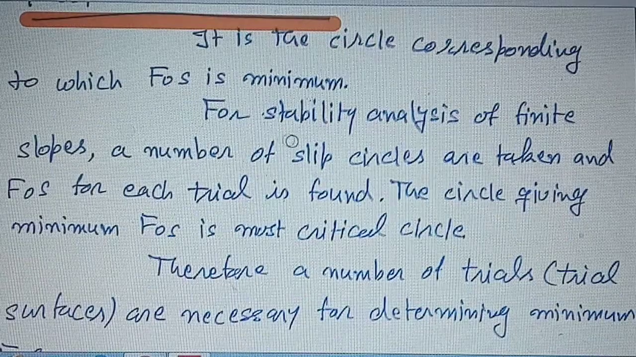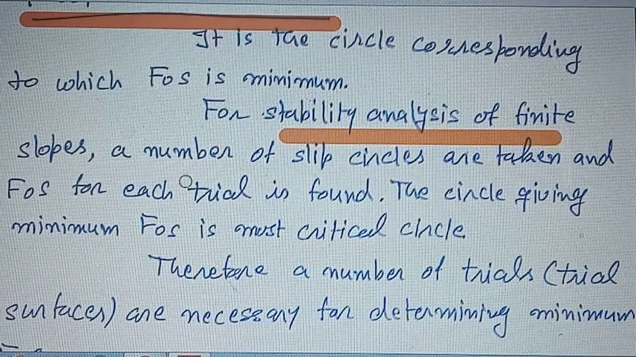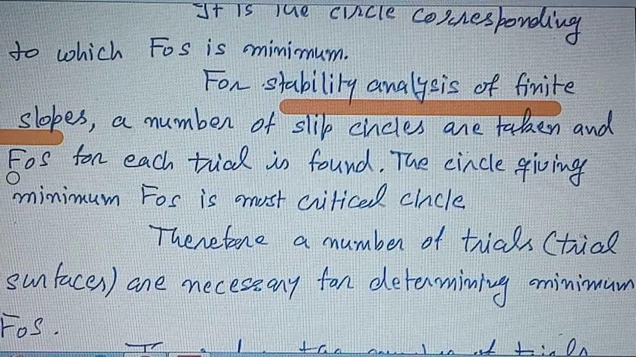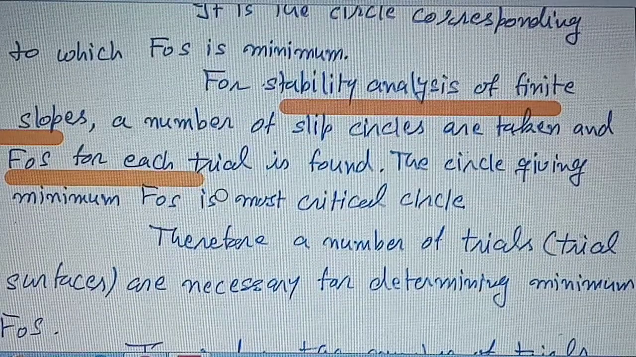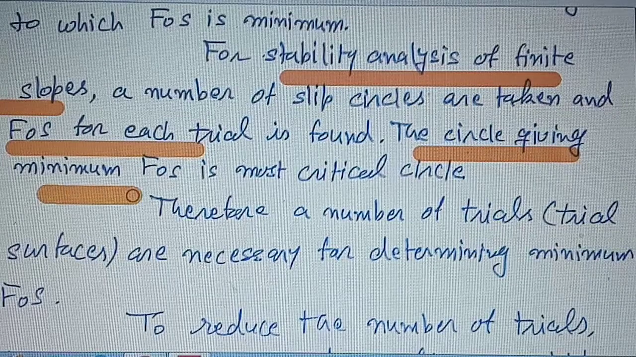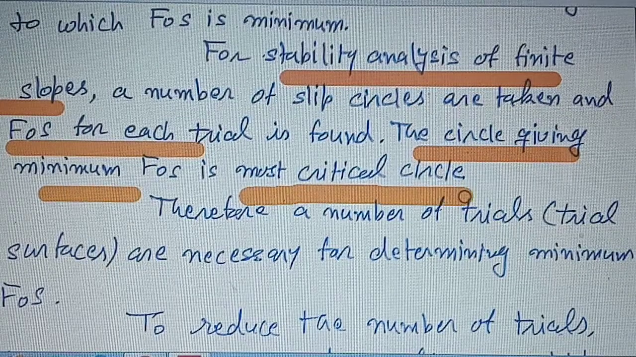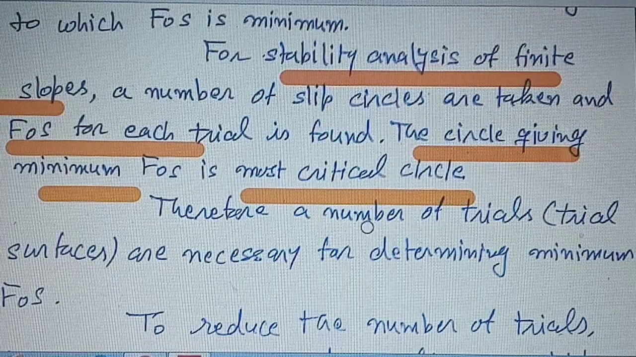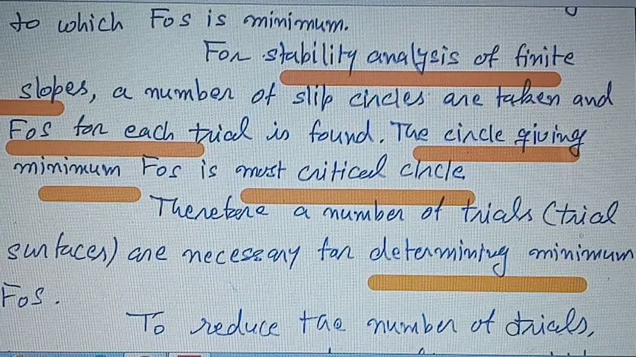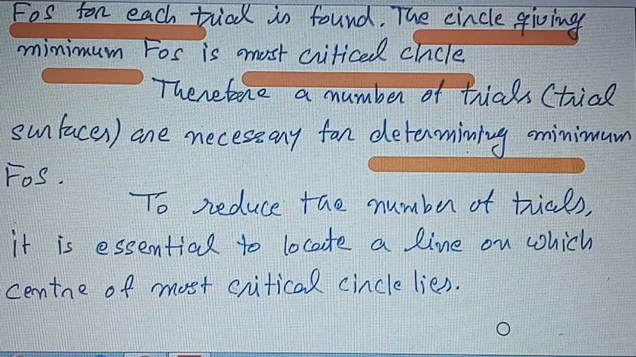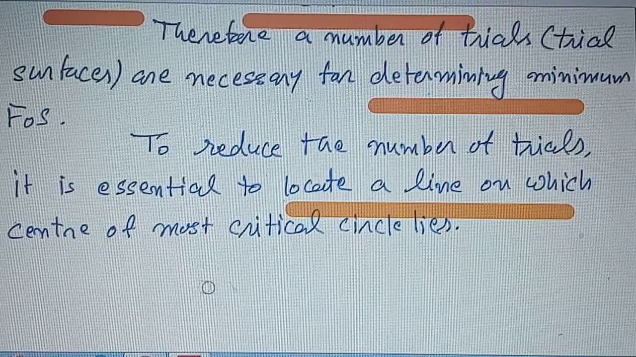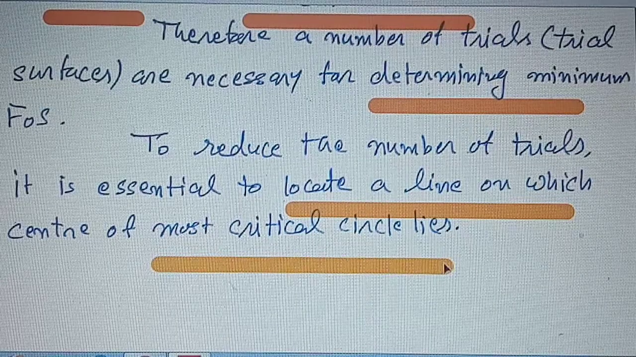For stability analysis of finite slopes, a number of slip circles are taken and the factor of safety for each trial is found. The circle giving the minimum factor of safety is called the most critical circle. So, a number of trials are necessary for determining the minimum factor of safety. To reduce these trials, it is essential to locate a line on which the center of the most critical circle lies.